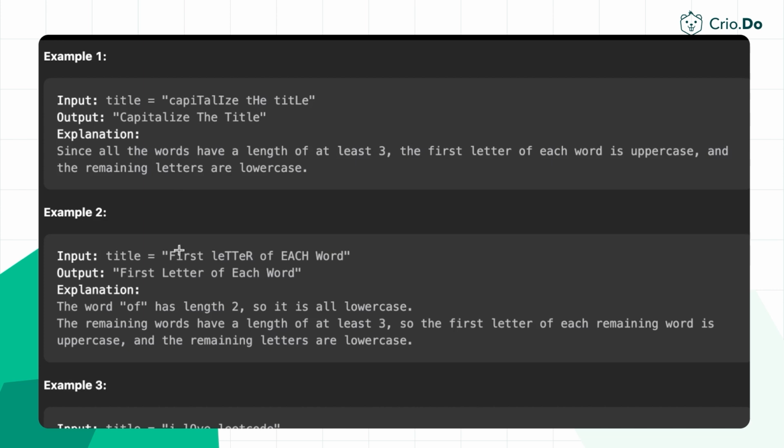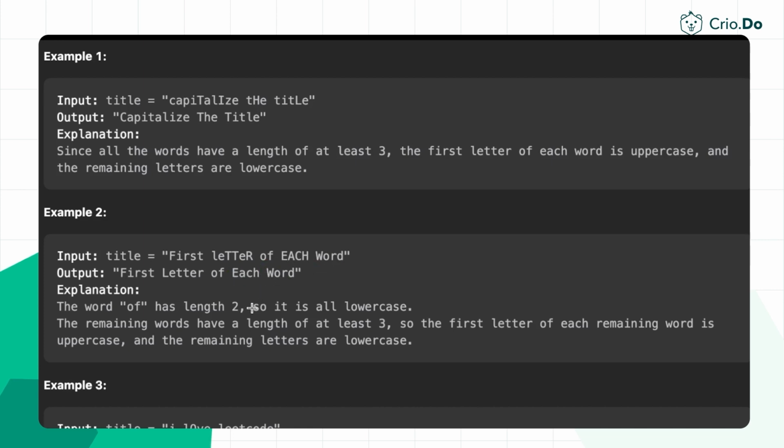But what will happen in the second test case, example number 2? The first letter of each word, the first word will have F capital, then the next word will have L capital, and the remaining will all become small. Even if they were capital, they should become small. But "of" is a two letter word, and if it is a two letter word, we should keep it lowercase only. All the letters, even the first letter, should be small case only. That is, of with O small and F small, each with only E capital, word with only W capital.